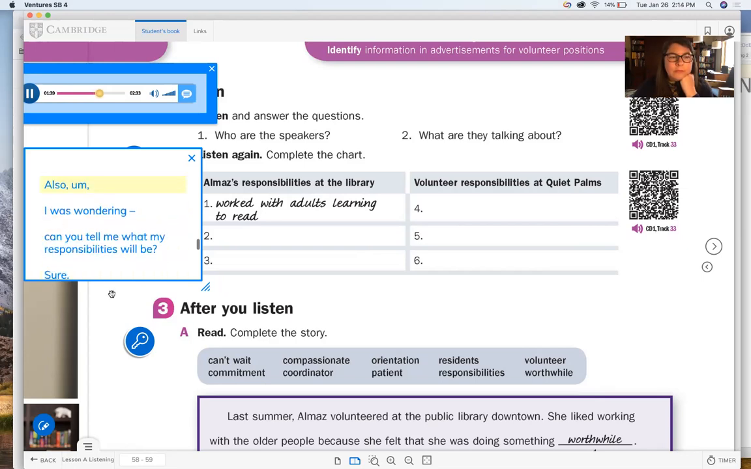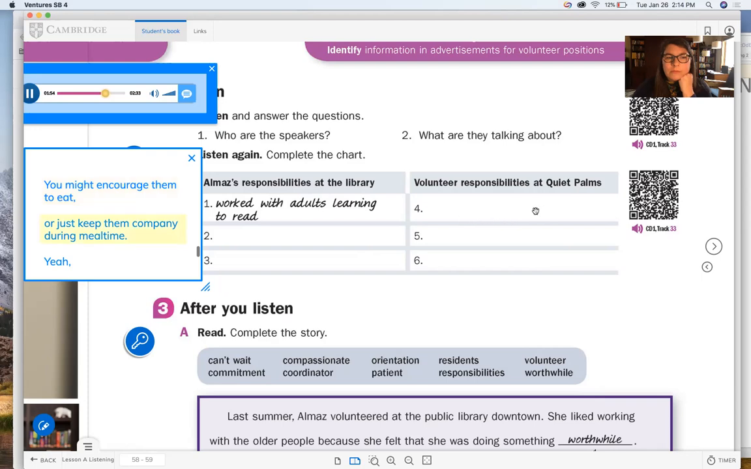Also, I was wondering, can you tell me what my responsibilities will be? Sure. One thing volunteers do is they help residents with their meals. You might encourage them to eat, or just keep them company during mealtime. Yeah, my grandmother always eats more when I'm with her. She likes having people around. Then I'm sure you understand that you need to be patient and compassionate with the residents.